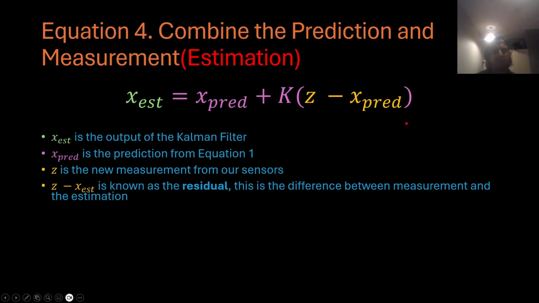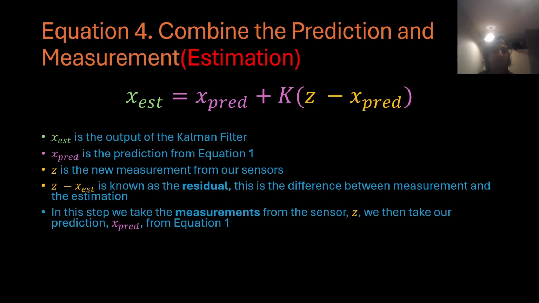Now, there's a key point here: z minus x predicted, I put it in yellow for a reason. This is known as a residual. A residual is the difference between the measurement and the prediction. The residual is the measurement subtracted by the x predicted, the predicted state. And it's got a certain importance, which will be explained in a future video.